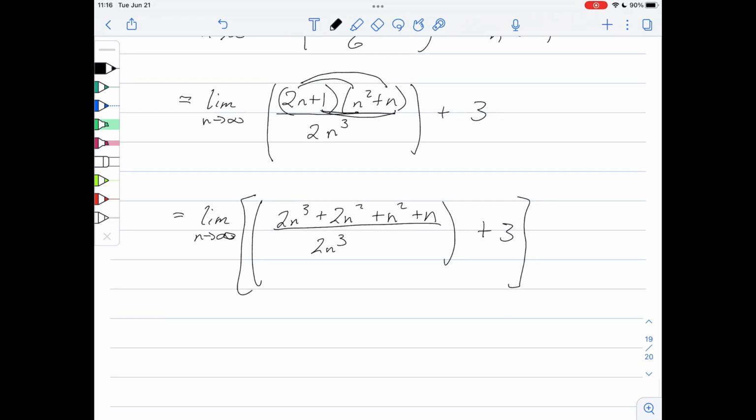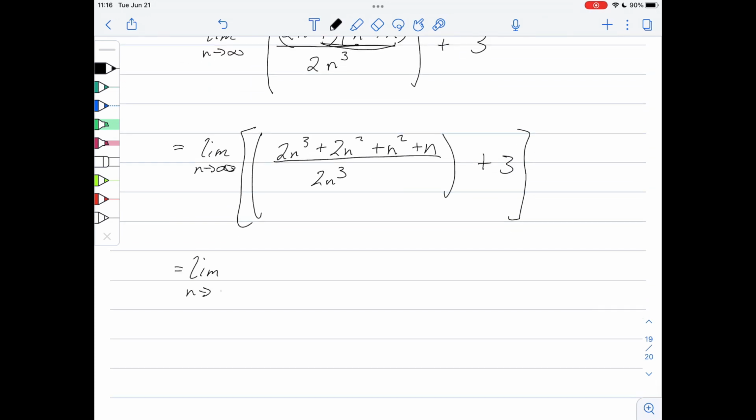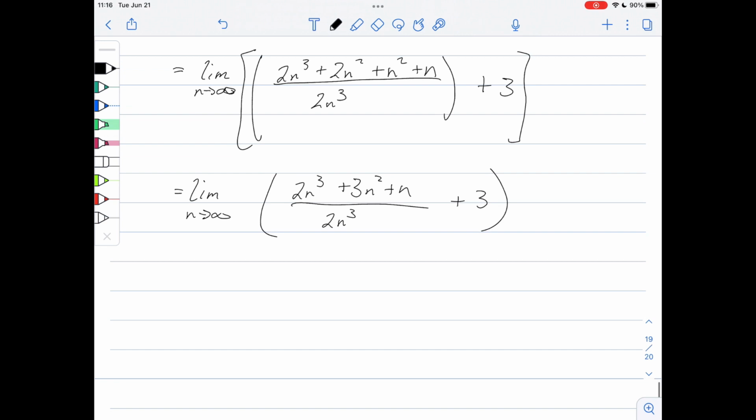All right, now that we're at the end of our simplification process, we'll notice that we have a polynomial over another polynomial, and they have the same power. So we can just take the ratio of their coefficients, and we're just going to get 1. And the limit of 3 is just 3. So at the end of this whole process, we get that this nasty sum that took forever is just 4.